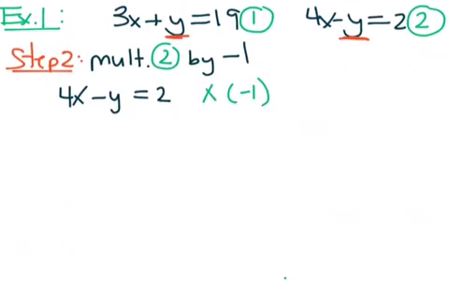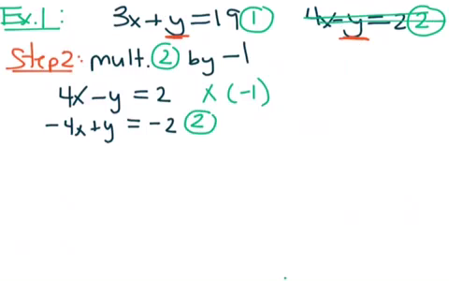I'm going to multiply the 4x by negative 1, that's going to turn into minus 4x. I'm going to multiply the negative y by negative 1, that's going to turn into positive y. I've got an equal sign, multiply the 2 by negative 1, is going to turn to negative 2. So this is our new equation number 2. So what I'm going to do is, like in substitution, forget about this one anymore. I don't even need it.